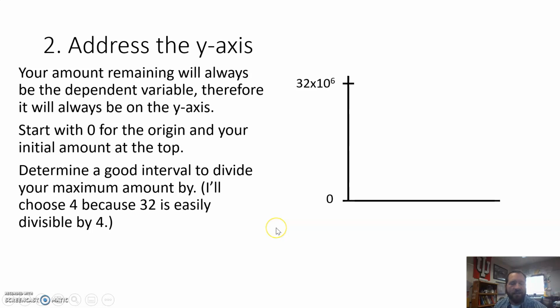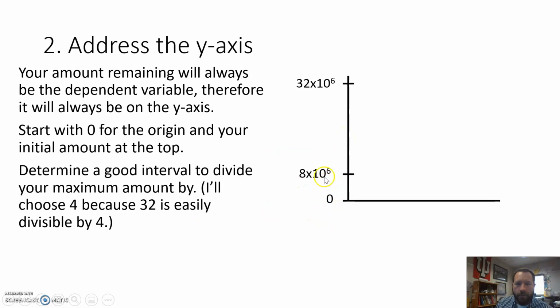Generally when we're doing this, I wouldn't think you'd ever go above 10. 4, 5, 6, those are all really good numbers. So hopefully the number that you're working with, your maximum or starting value, divides pretty evenly by 4, 5, or 6. Those are probably going to be the most common numbers you use.